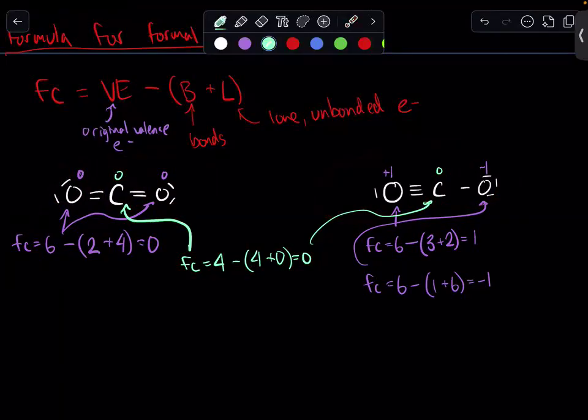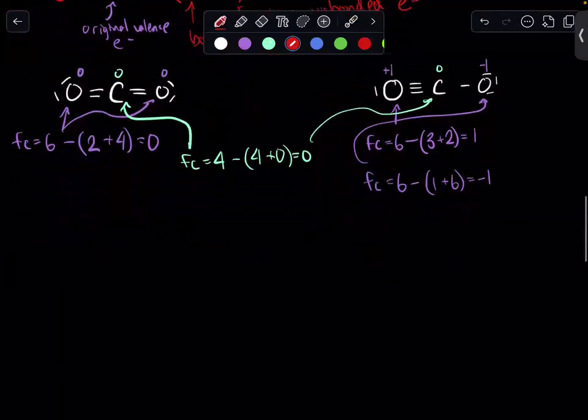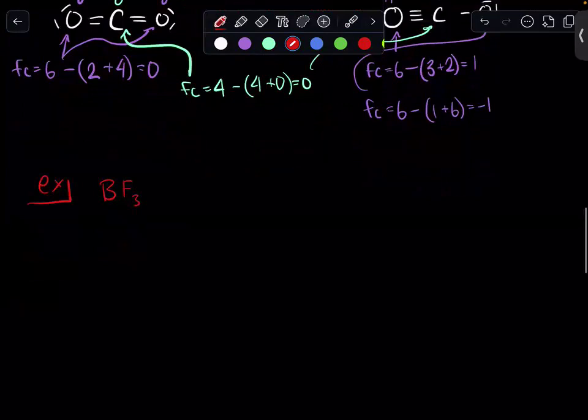Let's take another example to understand why some atoms do not have an expanded octet, but instead are electron deficient. So let's look at the example of boron trifluoride. There are 2 possible configurations.